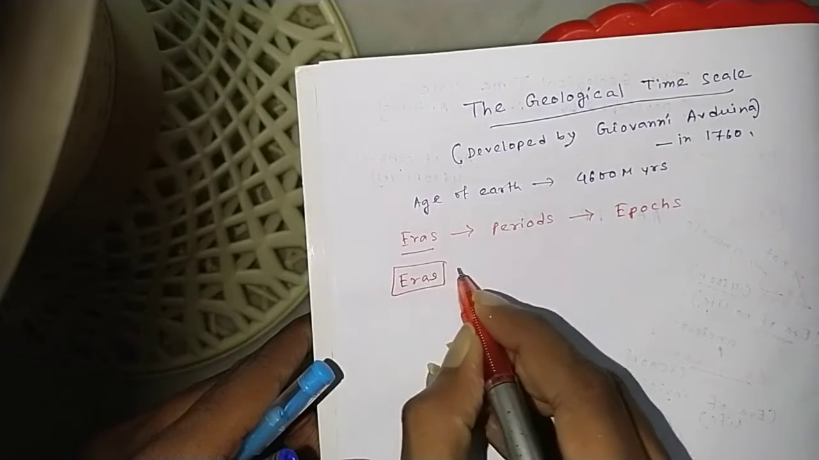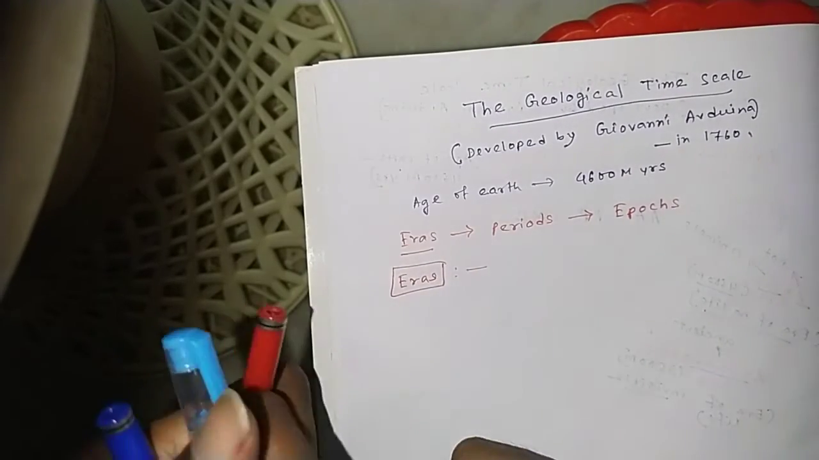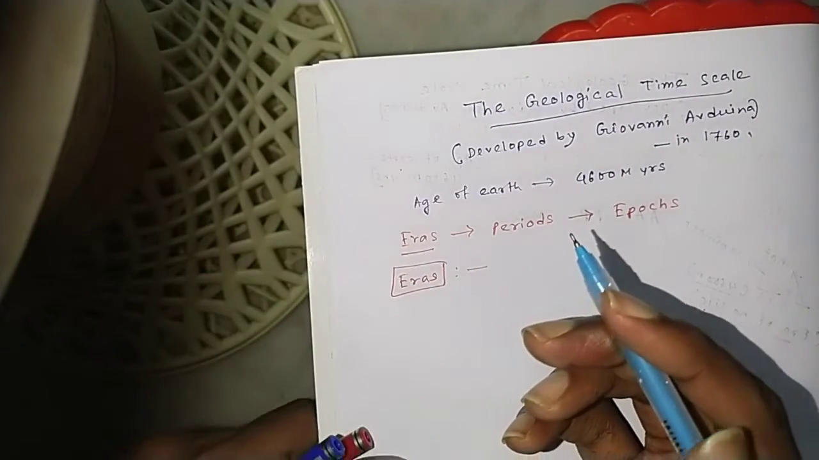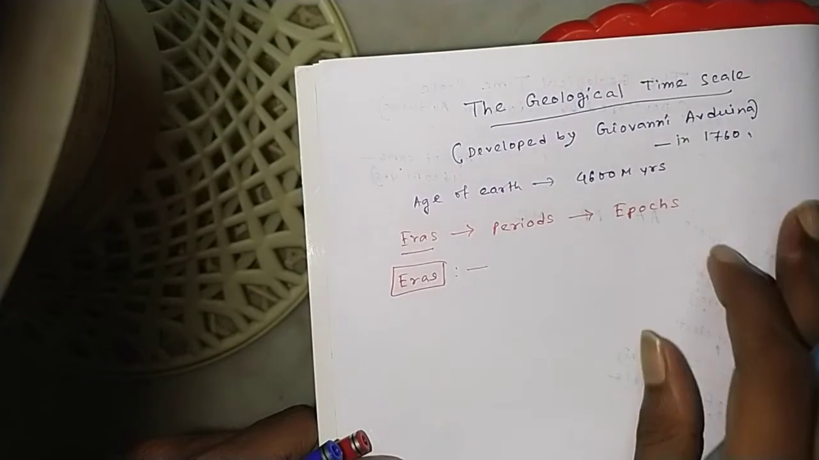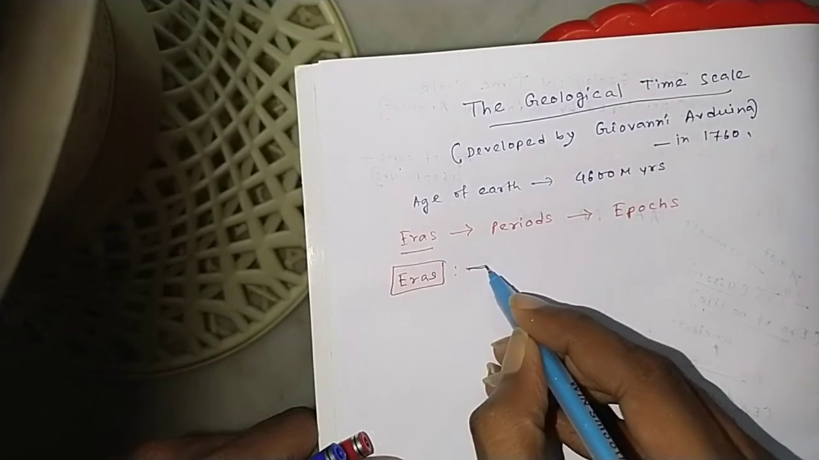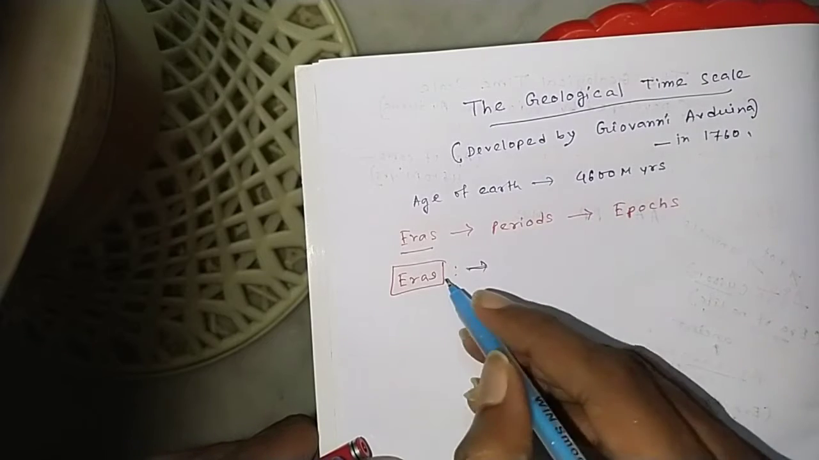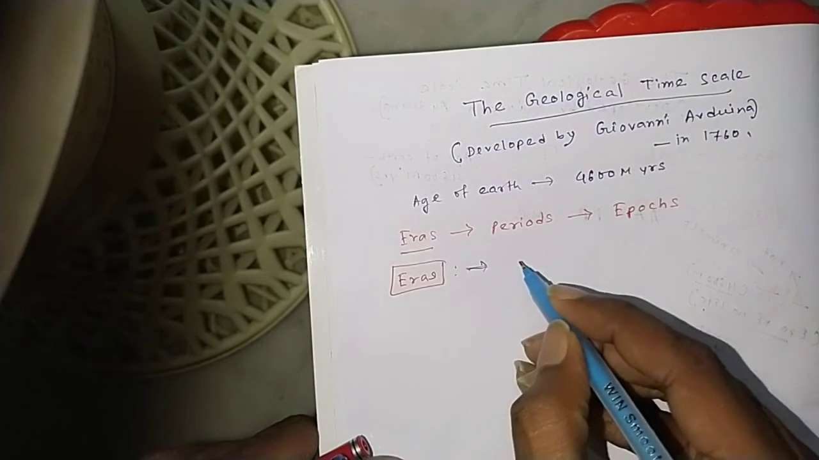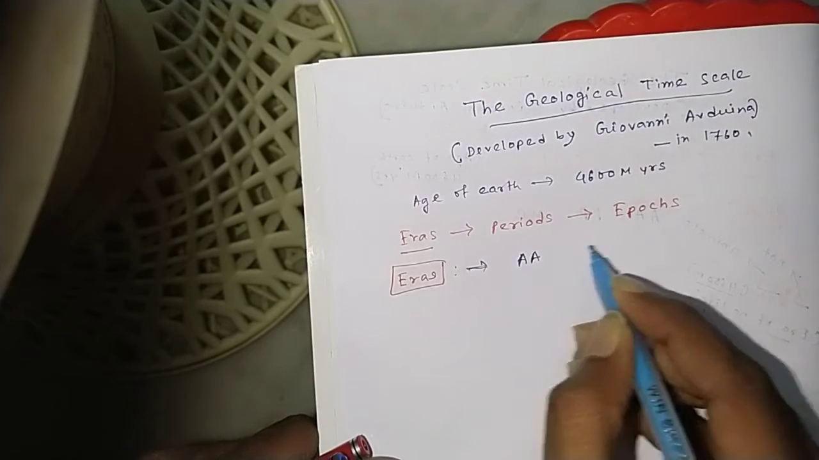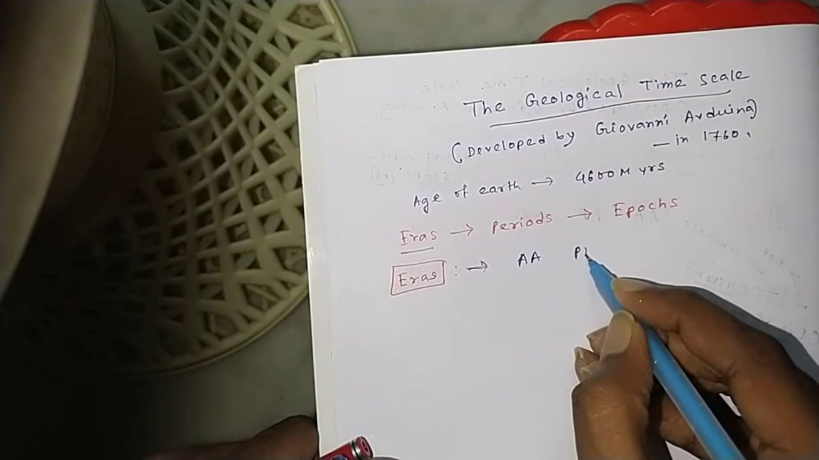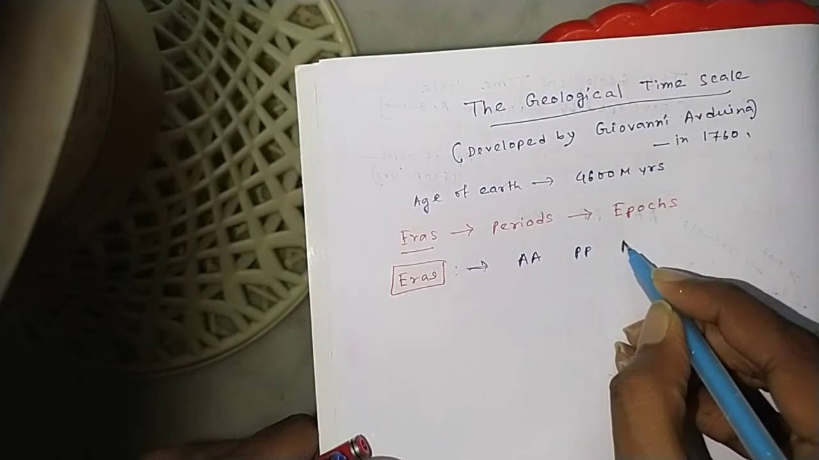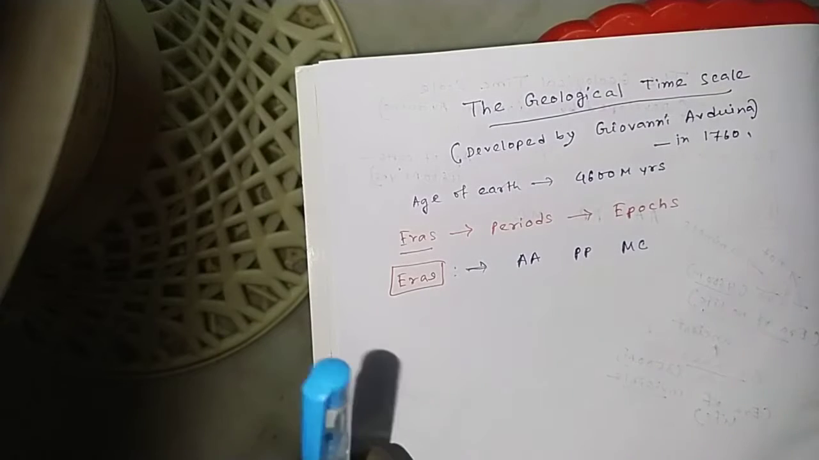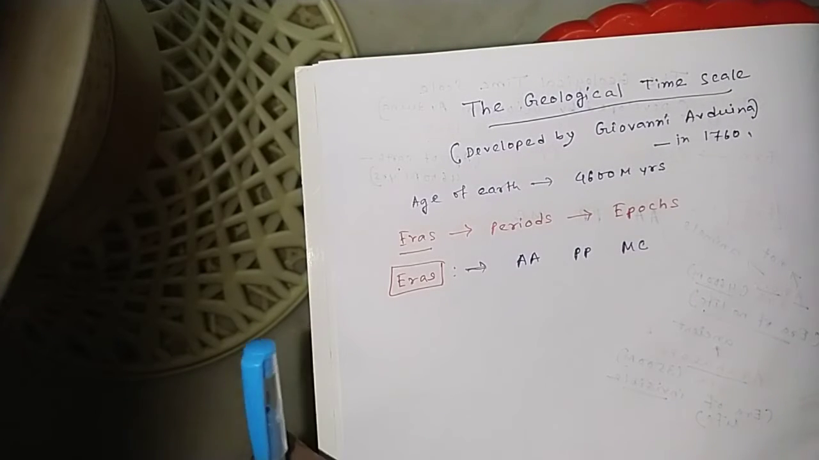To remember the eras in the correct sequence, we should have a very easy way so that we can memorize it for a long time. So for this, I have made a very easy trick for you. Just remember this phrase: AAPPMC. Let's see how it can help us to memorize.